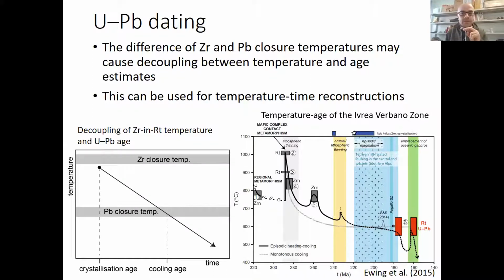they looked at rutile in the Ivrea Verbano zone. You've already seen this data set before in the talk. In their reconstruction, rutile crystallized at high temperature at around 280 million years at around 1000 degrees. And then this was followed by a very long, very protracted cooling period until rutile crossed the lead closure temperature. And so the ages they found in rutile are around 180 million years, much younger than the expected crystallization age. So in the interpretation of these authors, this is due to a long cooling period.